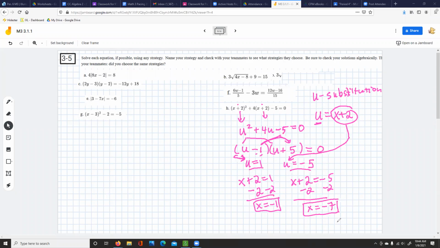All right. So last problem, number 6 here. I'm going to clear this out. Okay.